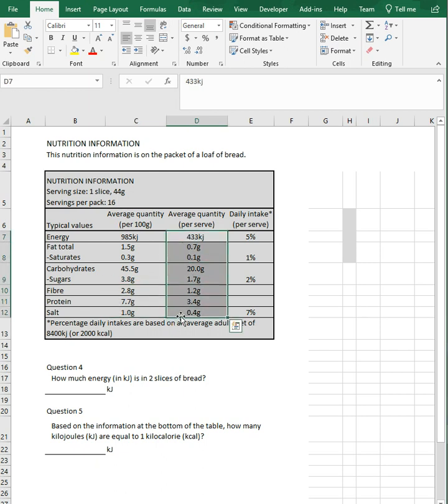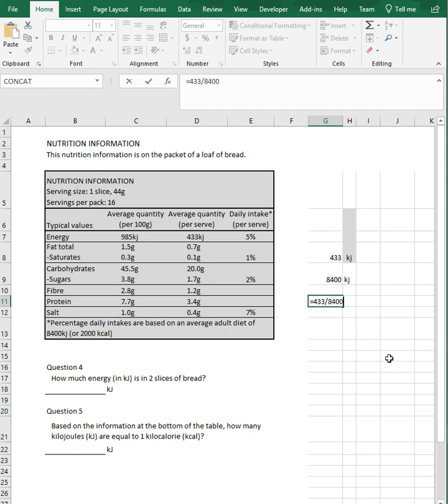Here we have those exact same quantities, but they're in per serve, and then here we have the percentage of the daily intake. Now, when you're thinking about the percentage of the daily intake, how do they work that out? Well, percentage is a fraction. So we've got 433 kilojoules and we have 8,400 kilojoules. If I divide 433 by 8,400, I should get my percentage. Division is really just another way of doing a fraction. So we know it's 433 out of 8,400.